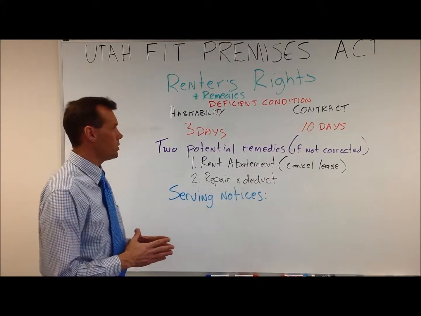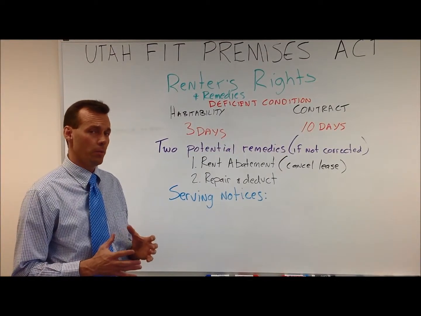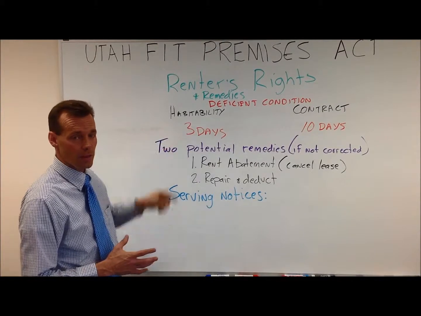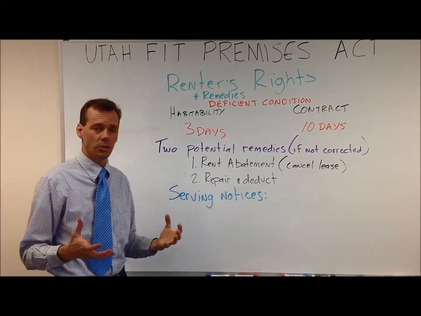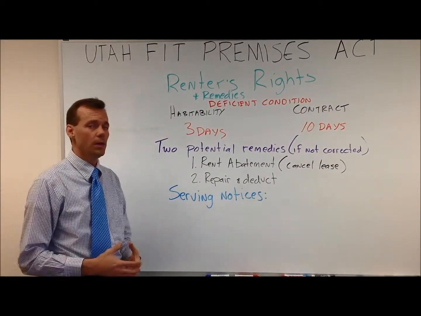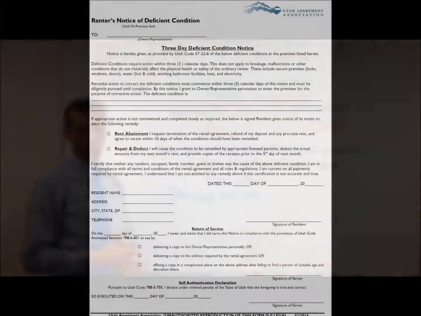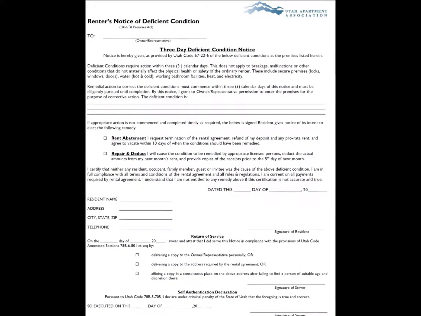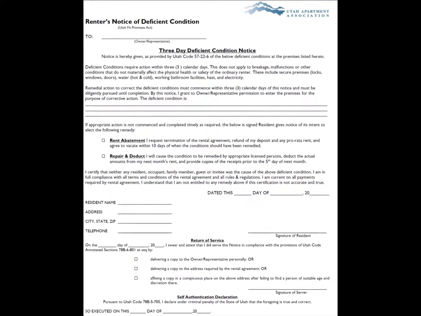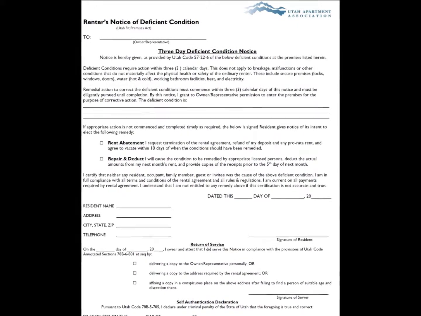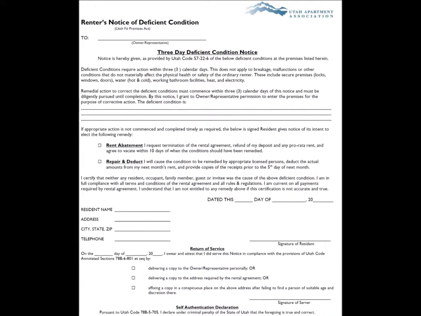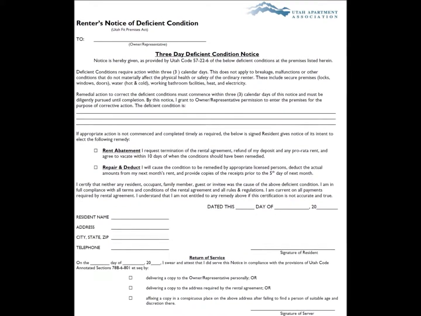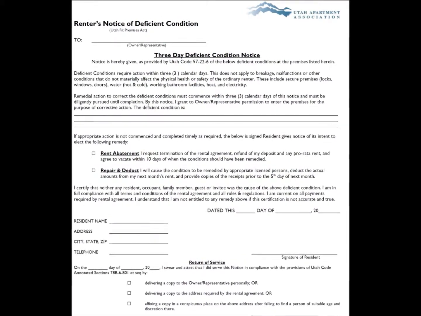So in Utah, we have a State Premises Act that defines habitability issues and says they need to be remedied within 3 days. It also defines contract issues. That's anything else agreed to in the contract. And that needs to be fixed within 10 days. I'm going to throw up a couple of notices here. The first notice is the 3-day deficient condition notice. It says that the landlord must fix the following condition within 3 days, and then it allows you to opt for one of the two remedies, which I'll go over in a second.